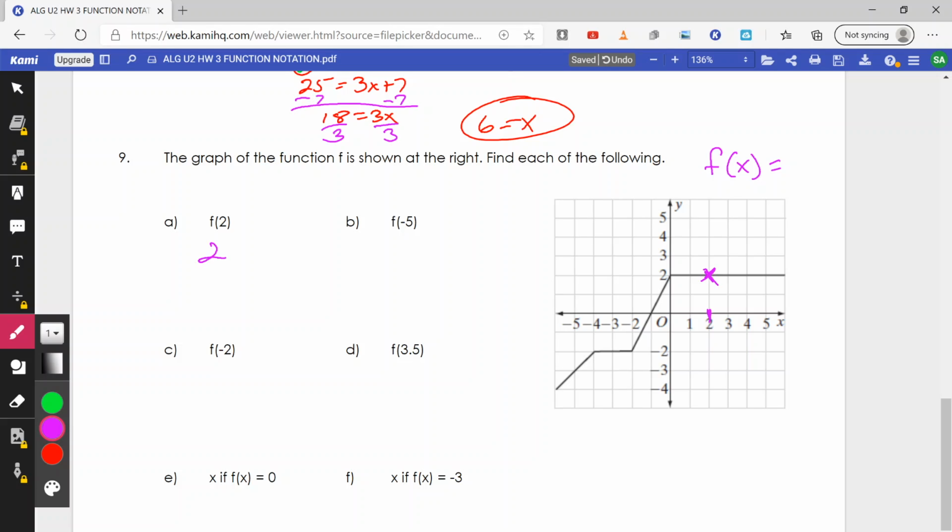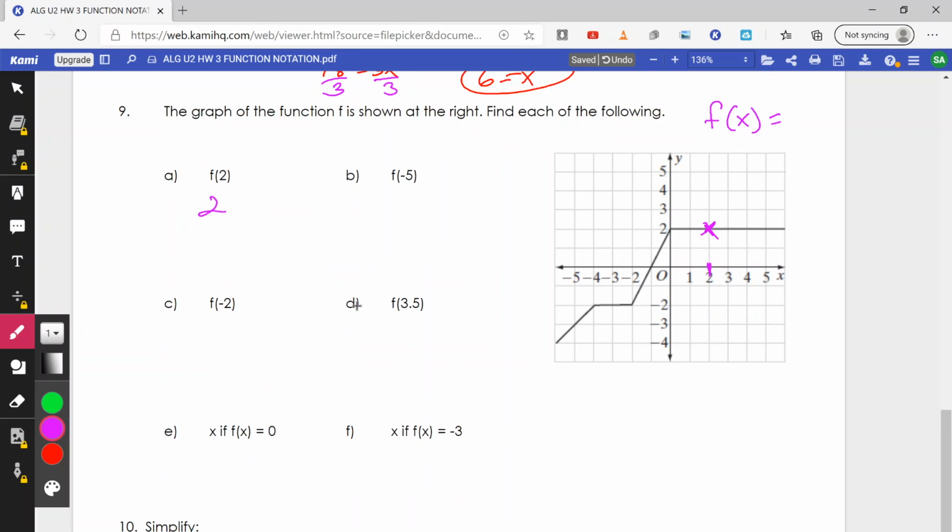So that would be reading the graph in order to figure out what my y values are, or in the case of E and F here, I give you the y values, and you've got to figure out what the x value is. So that is, again, using function notation to determine x and y values.